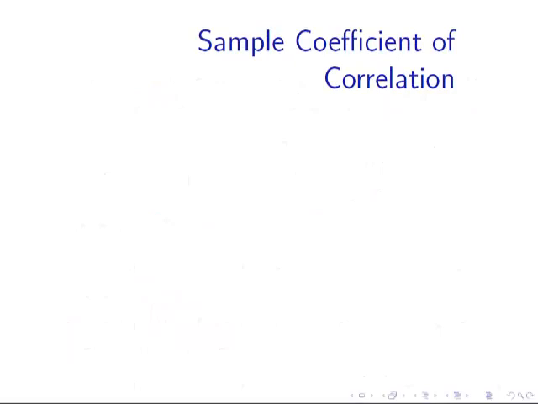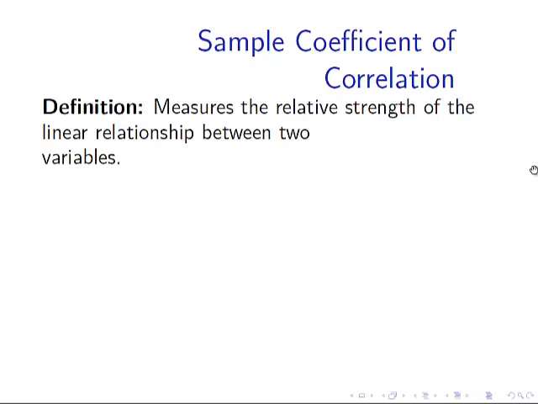Now let's talk about the next coefficient, called the coefficient of correlation. It measures the relative strength, not just strength, relative strength of the linear relationship between two numerical variables, and is calculated using this formula, where r denotes the sample coefficient of correlation, as a fraction. In the numerator we write the covariance of xy, which we calculate using the previous formula, and in the denominator the standard deviation of the x variable multiplied by the standard deviation of the y variable.